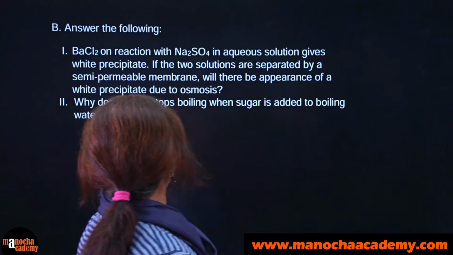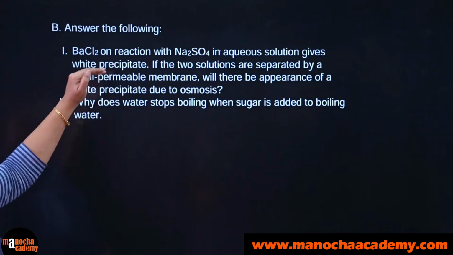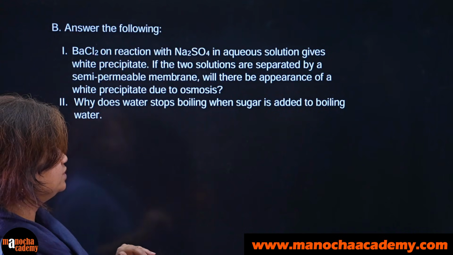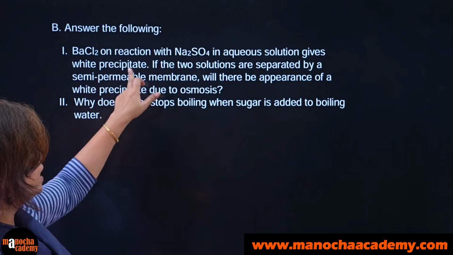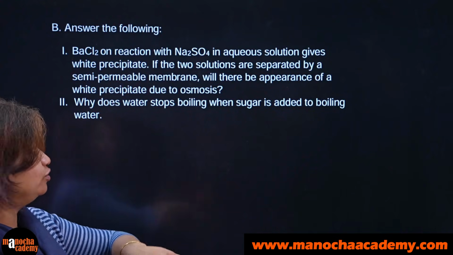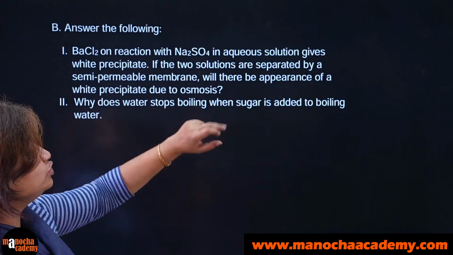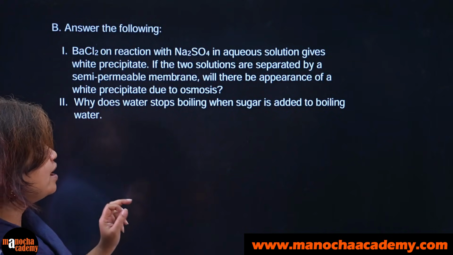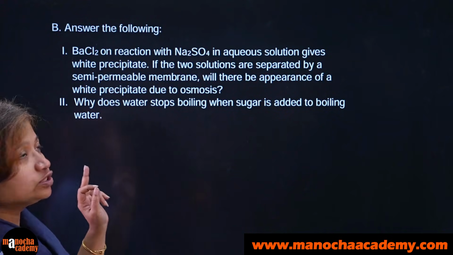And here, this is a very good question. The first question is a very good one. Look here. They have given you information: barium chloride in reaction with sodium sulfate in aqueous solution gives a white precipitate. Now they are telling you, if the two solutions are separated by a semi-permeable membrane, will there be an appearance of a white precipitate due to osmosis?